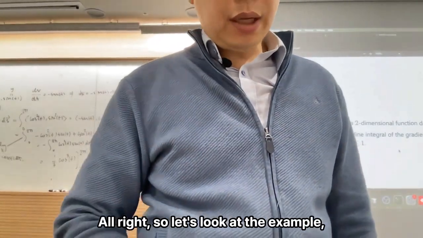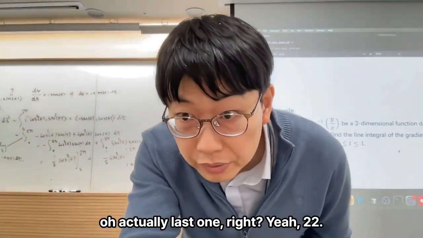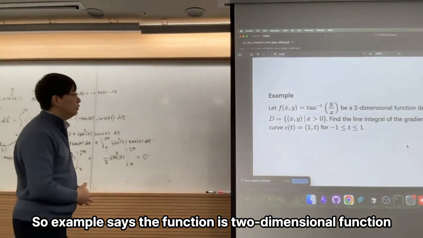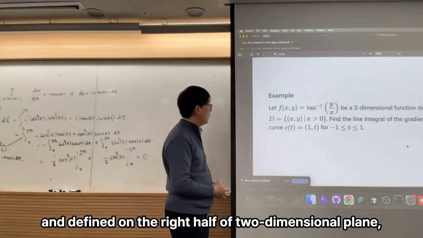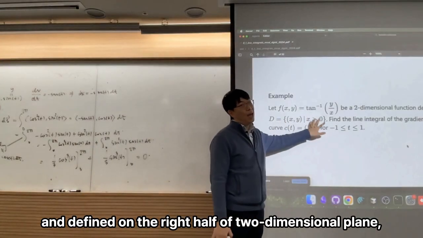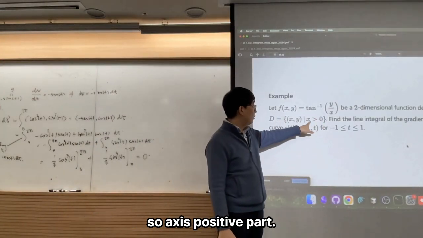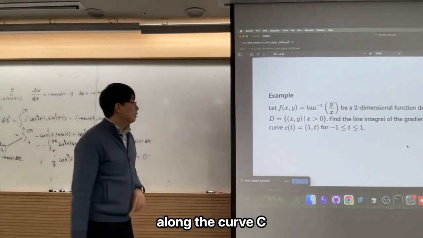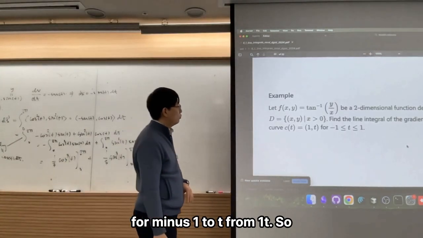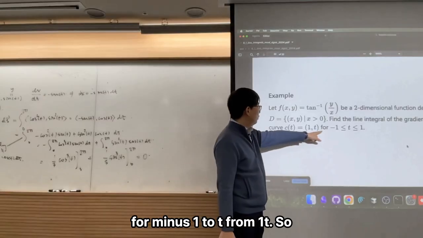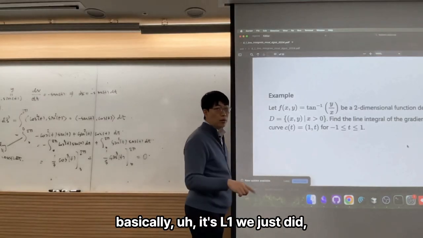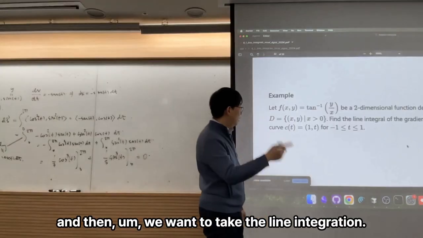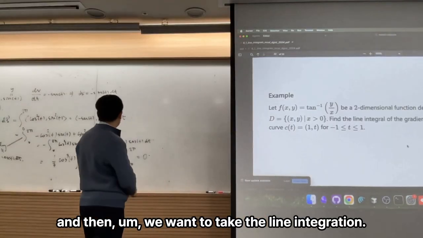All right, so let's look at the example. That's the last one, example 22. The example says the function is a two-dimensional function defined on the right half of the two-dimensional plane, so x is positive. Find the line integral of the gradient vector field along the curve C, for t from minus 1 to 1. So basically, it's like the one we just did. t is changing from minus 1 to 1, and then we want to take the line integral.